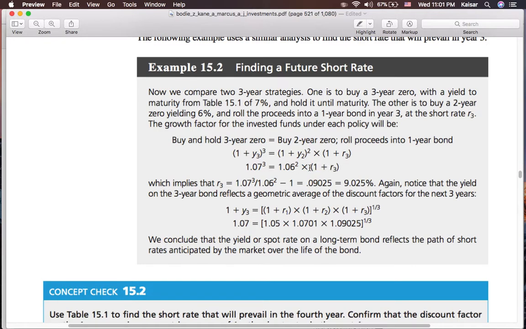И после упрощения, which implies that r3 is equal to 1.07 to the power of 3 divided by 1.06 to the power of 2 minus 1 equals 0.09025 equals 9.025%. Again, notice that the yield on the 3-year bond reflects a geometric average of the discount factors for the next 3 years.